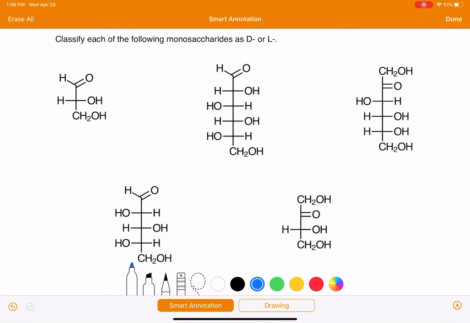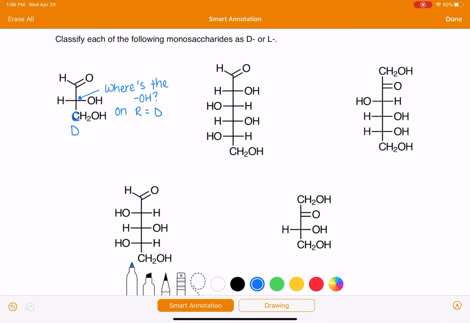For classifying the monosaccharides as D versus L, you're going to go to the bottom of the drawing, and then go one up from that. So we're always looking one up from the very bottom. Then we ask ourselves, where's the OH group? Is it on the left side or on the right side? When it's on the right side, this guy is D. If it's on the left side, it's L.